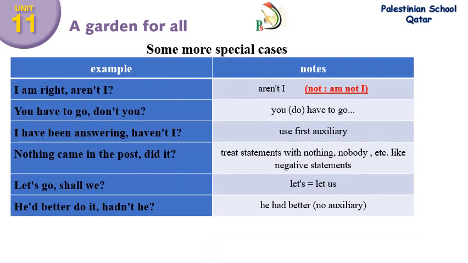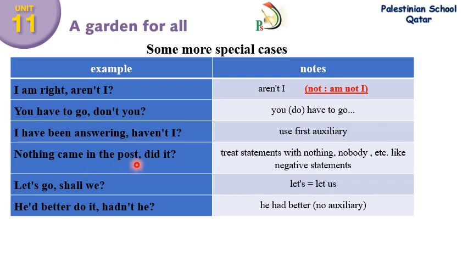Example: I'm right, aren't I? Notes here: aren't I? Not "I'm not I". It's false. Aren't I? You have to go, don't you? You do have to go. I have been answering, haven't I? Here, use the first auxiliary, have.